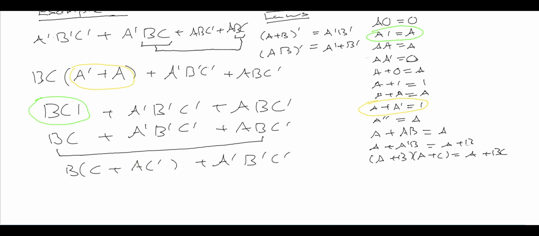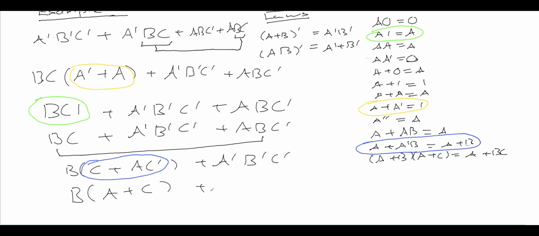Then what I can see here is I've got another occurrence of this rule here, and what that means is I can simplify this down to A or C. So B and A or C, or not A and not B and not C. I can then expand this out, so I'm left with A and B, or B and C, or not A and not B and not C. And that's as far as we can get with this Boolean expression.